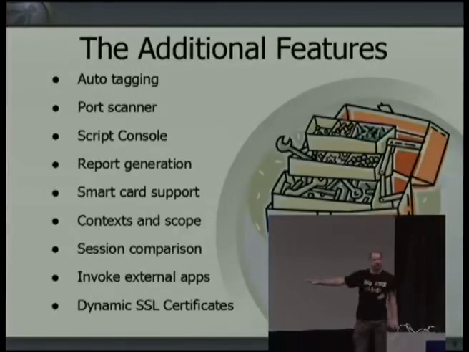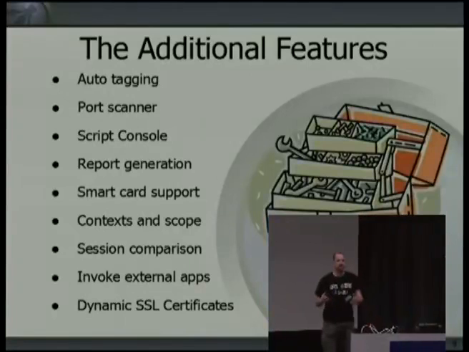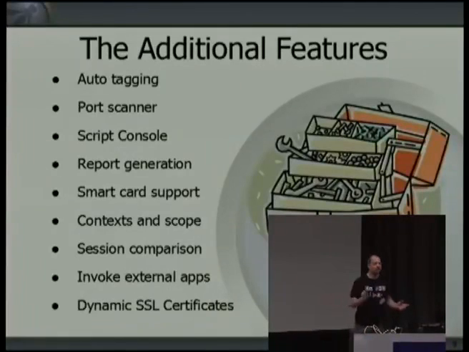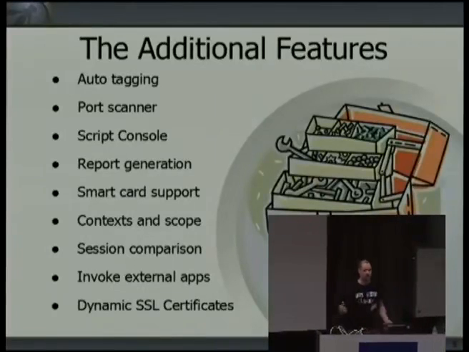You can also invoke external applications, so you can configure other applications that you want to invoke from Zap. One of the advantages of that is you can pass context across, so you can right-click in the sites menu and invoke an application, and you can pass across whatever details from the URL or the parameters. You can pass those across to the application to make it as easy as possible, and you import back in any information that that application generates as well.